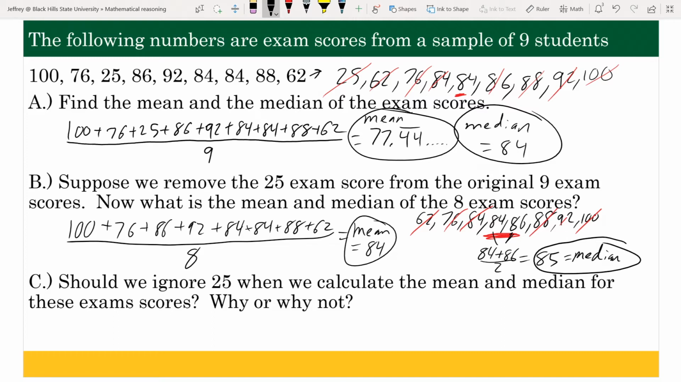So should we, in fact, ignore 25 when calculating the mean and median? It is possible to have an exam score of 25, so it's not something that we can necessarily remove without maybe going back through and seeing where that exam score 25 came from. Maybe someone just decided to guess on all the questions and didn't study for the test, or it could be a simple recording error and maybe they actually meant to write down 75 instead of 25 or even 52. So long story short, we cannot remove this without at least investigating where it came from.